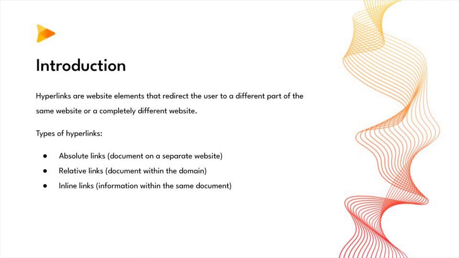Hyperlinks are website elements that redirect the user to a different part of the same website or a completely different website. There are three types of hyperlinks: absolute, relative, and inline links, which all have a similar purpose: to redirect the user to something else.